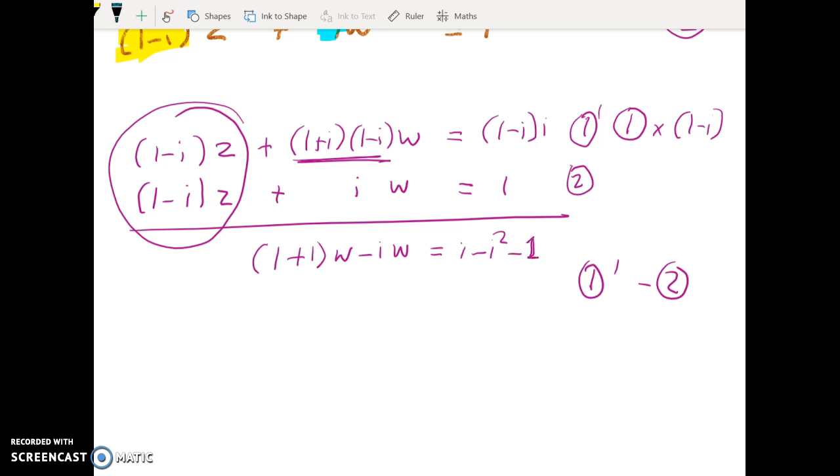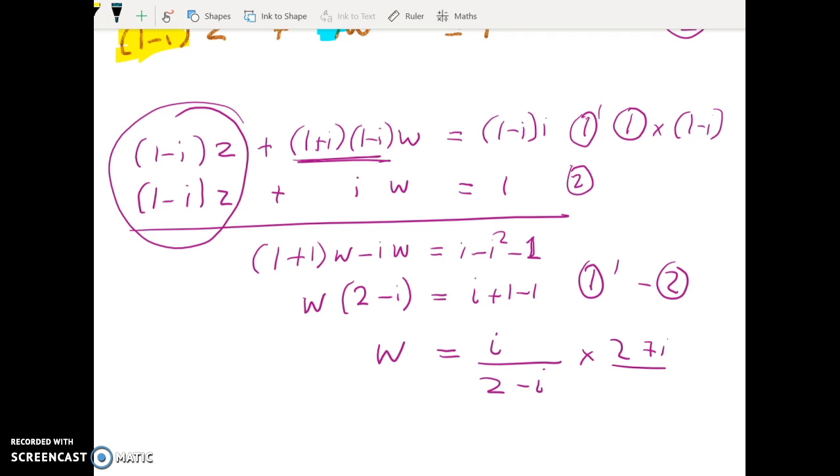So I don't know about you, but I reckon that's easier than doing substitution. So we've got w times (2 minus i) is equal to i plus 1 minus 1. So w is equal to i over 2 minus i. And then I can go on as I did before, right? So I'm not going to finish the rest of it off again because we're back to exactly the same point.